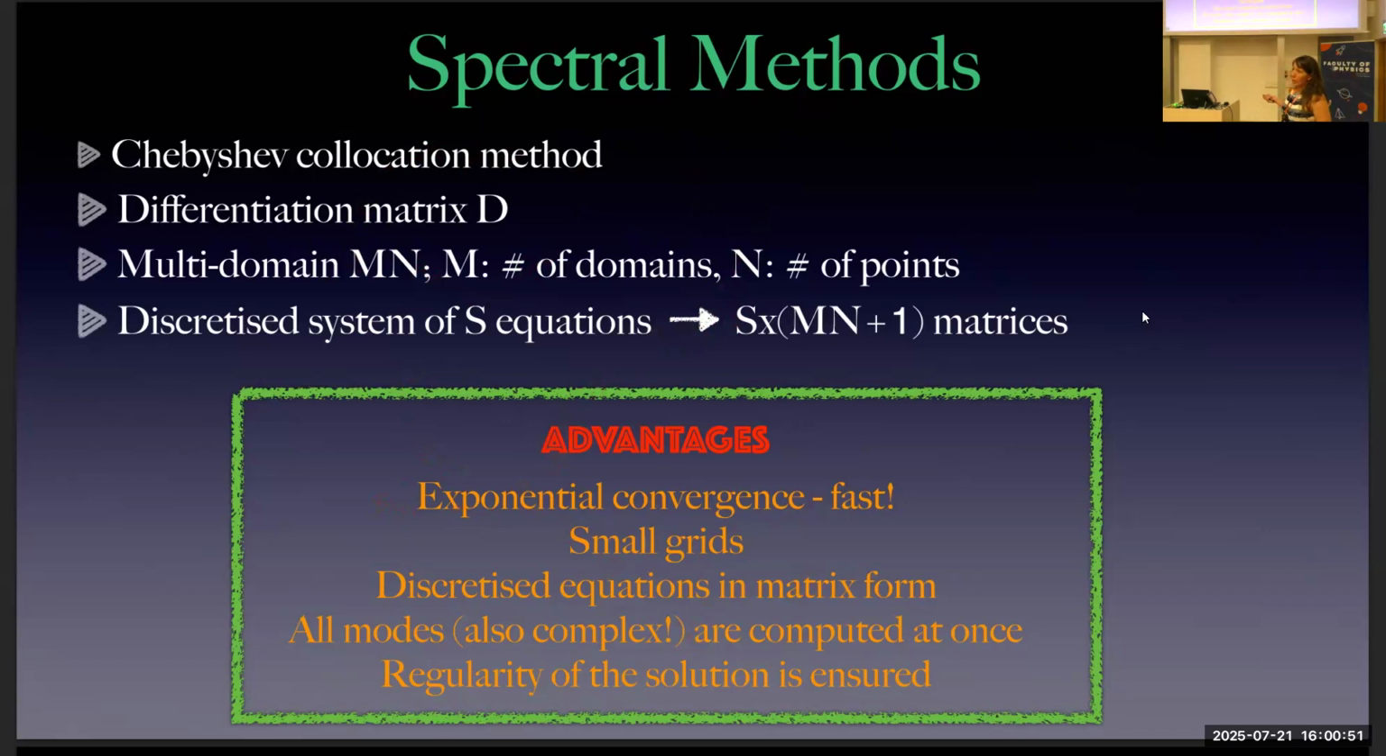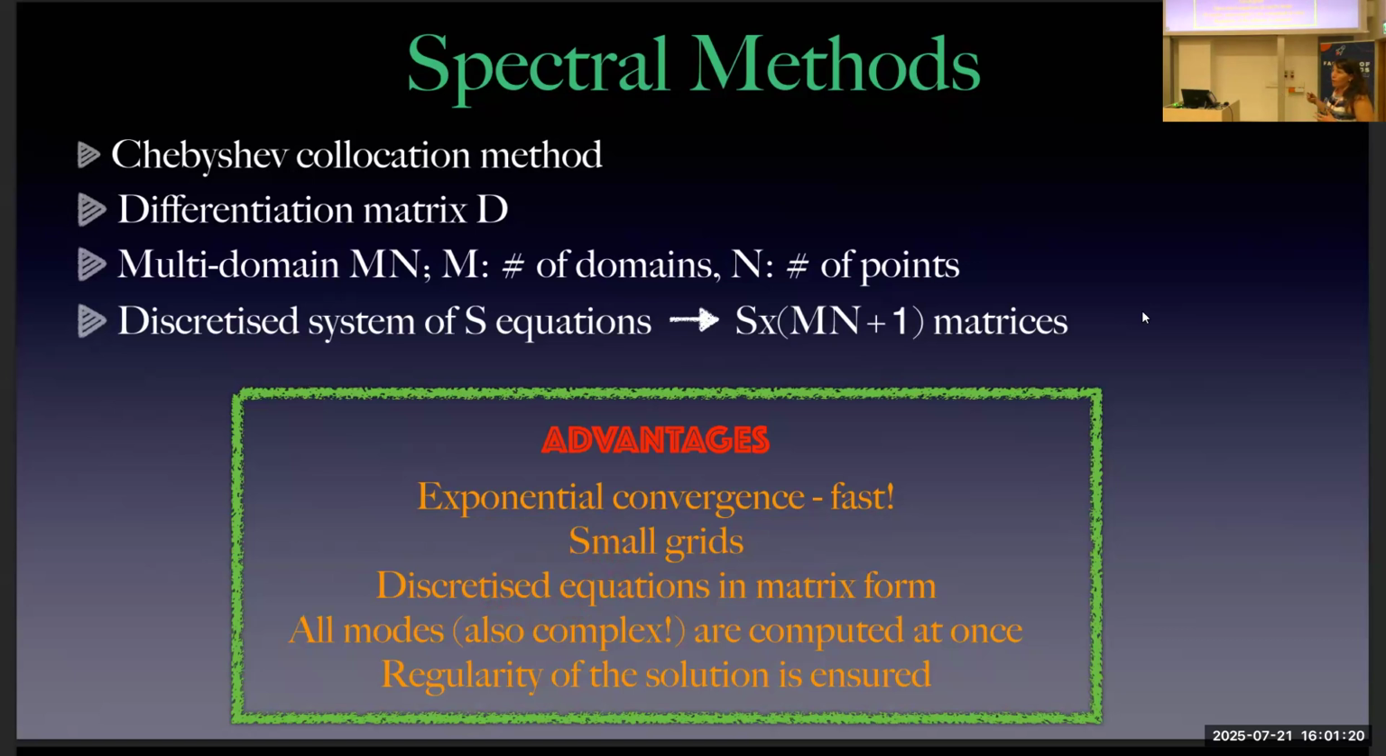Why we chose spectral methods is because of some of the advantages they have. They converge exponentially, and this is something I'm also going to show you. That means we can have smaller grids in order to solve our problem, and it's much faster. And I already mentioned that we can have all the equations written in a discretized form, and then we can get at once all the frequencies, including complex frequencies.